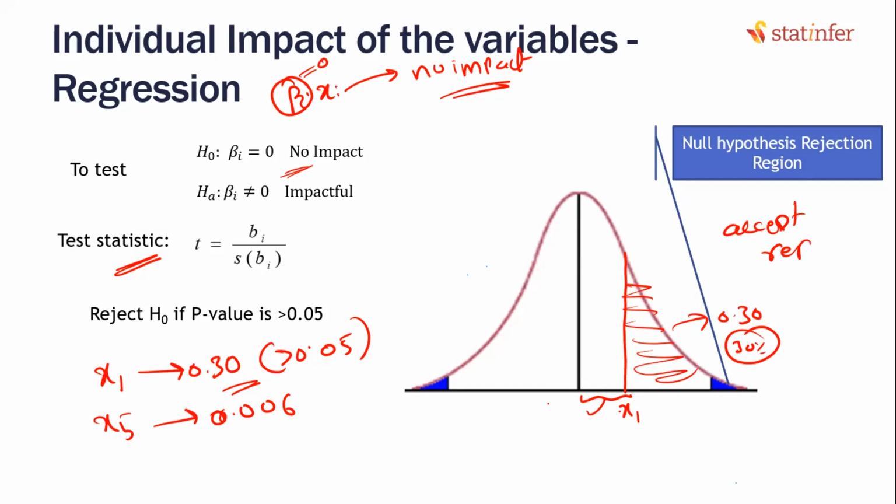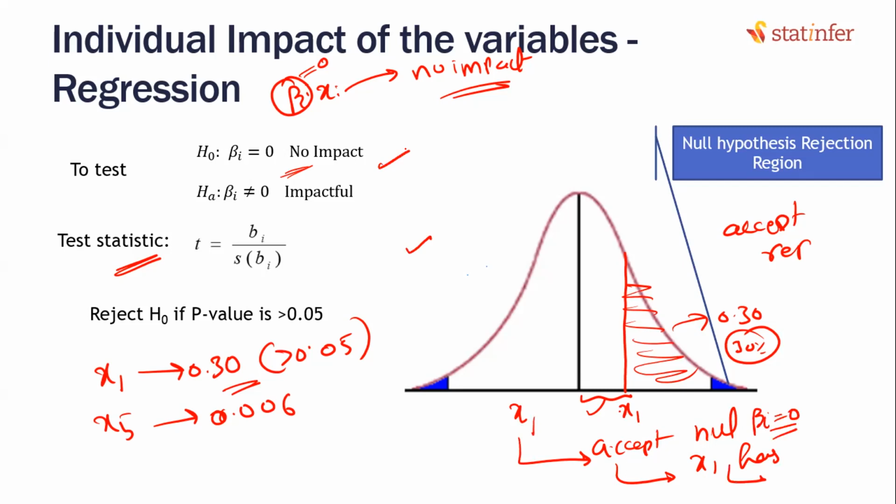If you are accepting the null hypothesis, what are you finally going to talk about? X1? That is accept null. What is your null? X1 has impact or no impact? If you are accepting the null hypothesis, you are accepting that beta 1 is 0. Look at this. Impact or no impact? If you are accepting null, it means no impact.